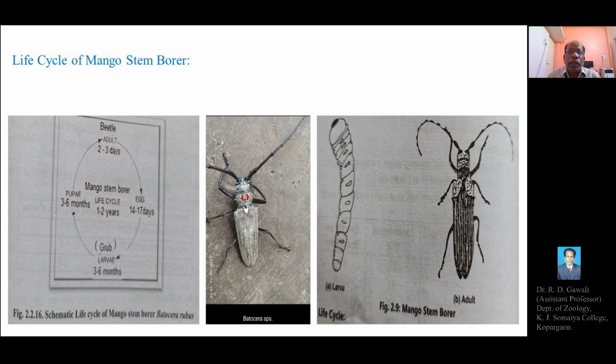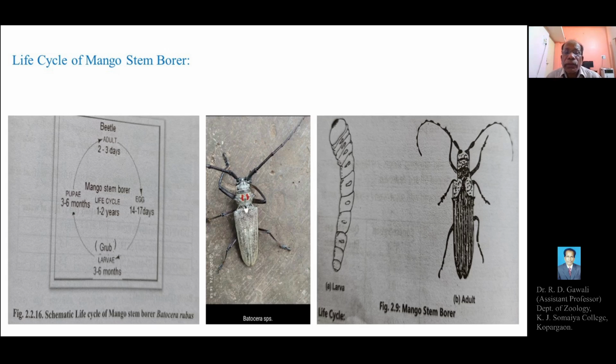Then in the next figure we can see a diagram of the Batocera species, having a gray color with a long antenna, then head, thorax and abdomen, with the entire abdomen covered with the first pair of wings, called elytra. Then it also shows the lateral spines on the thoracic region.